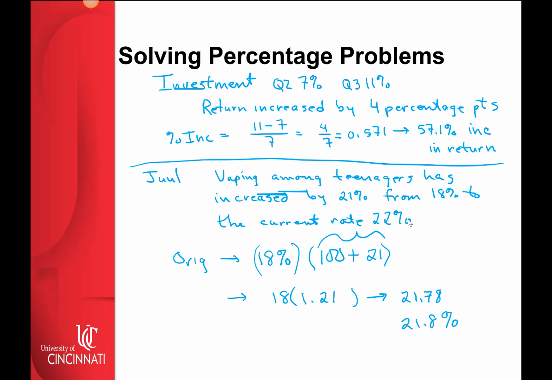Here's where this percentage point thing comes in. It is a 4 percentage point change. From 18 to 22 is a 4 percentage point change. Does that make sense? Yeah. But the actual percent of increase, it's a different phrase. It sounds kind of the same. The actual percent of increase is 21%.